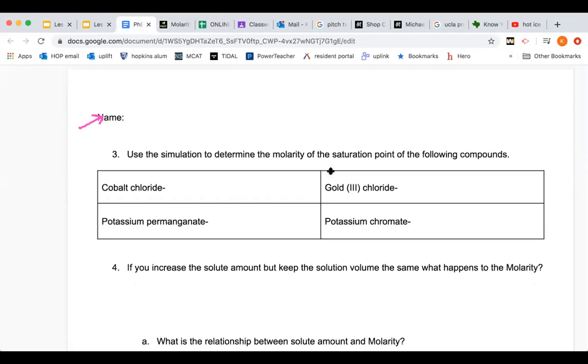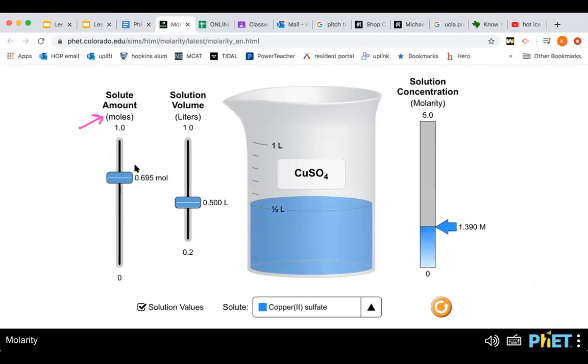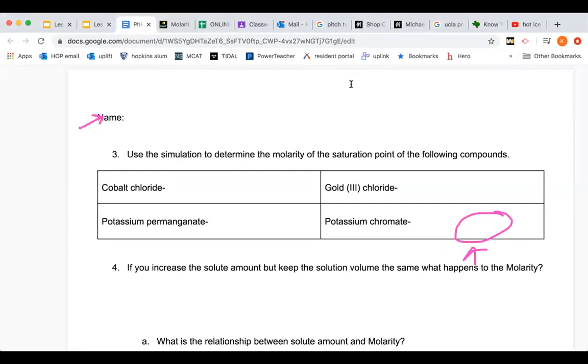Part 3, you are just writing what is the molarity of the saturation point. Meaning you go to the saturation point as close as you can get to there. And then you can just write down, well, what is the molarity here? Okay. And that is really all you have to know for this assignment. It is due at 11:59 p.m. on Sunday. So you have lots of time for that.